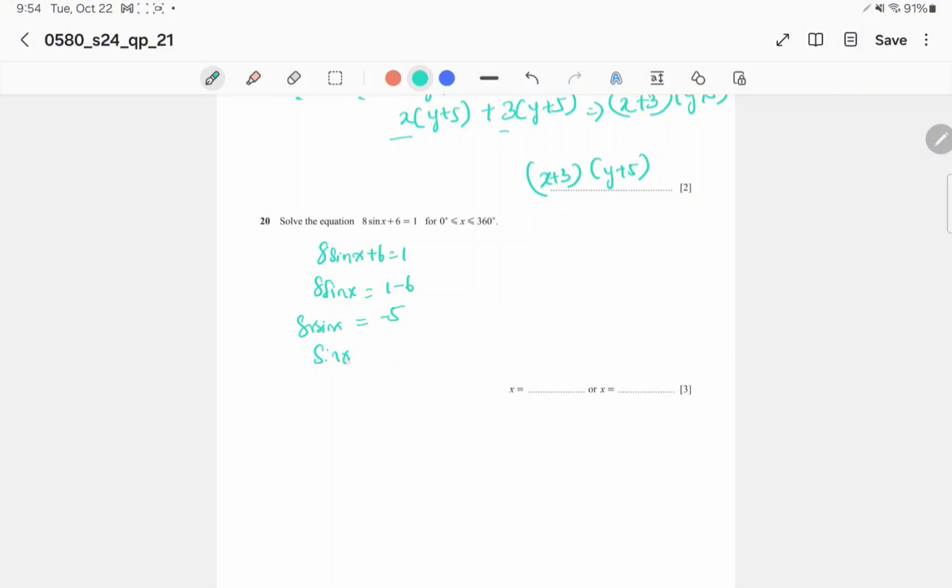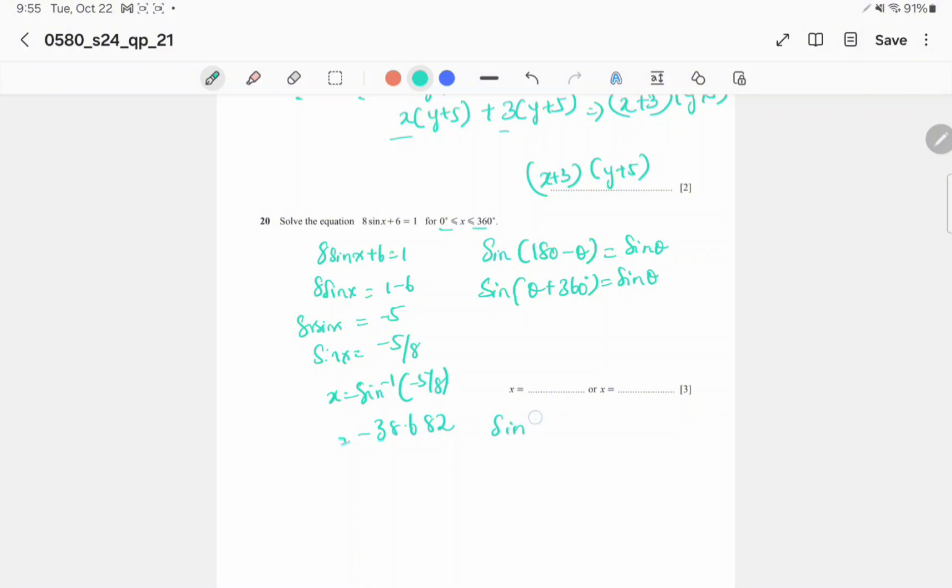Now keeping sin x here, it is minus 5 by 8 and x is equal to sin inverse of minus 5 by 8, which is minus 38.682. Okay, x is minus 38.682, but we are asked for 0 to 360 degrees. So 180 minus theta is sin theta, and theta plus 360 degrees gives the same sin theta. With these two I am applying.